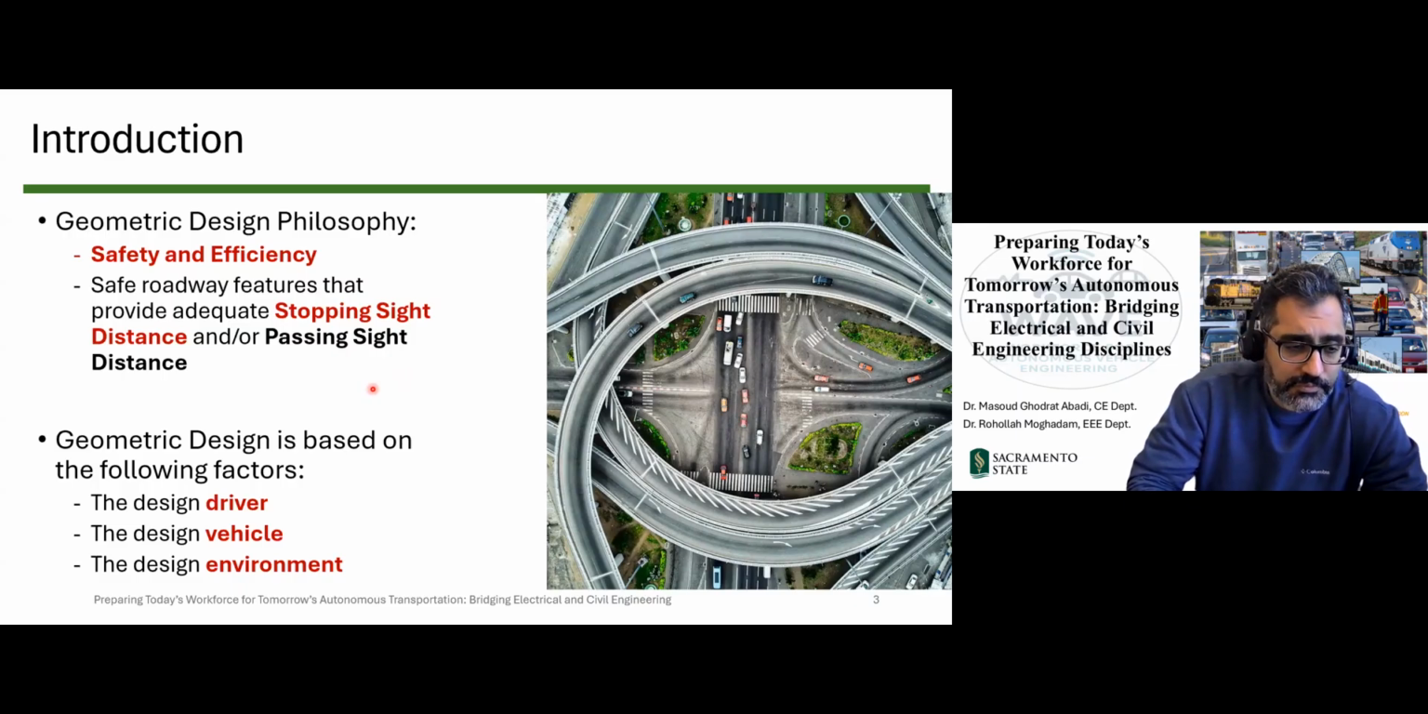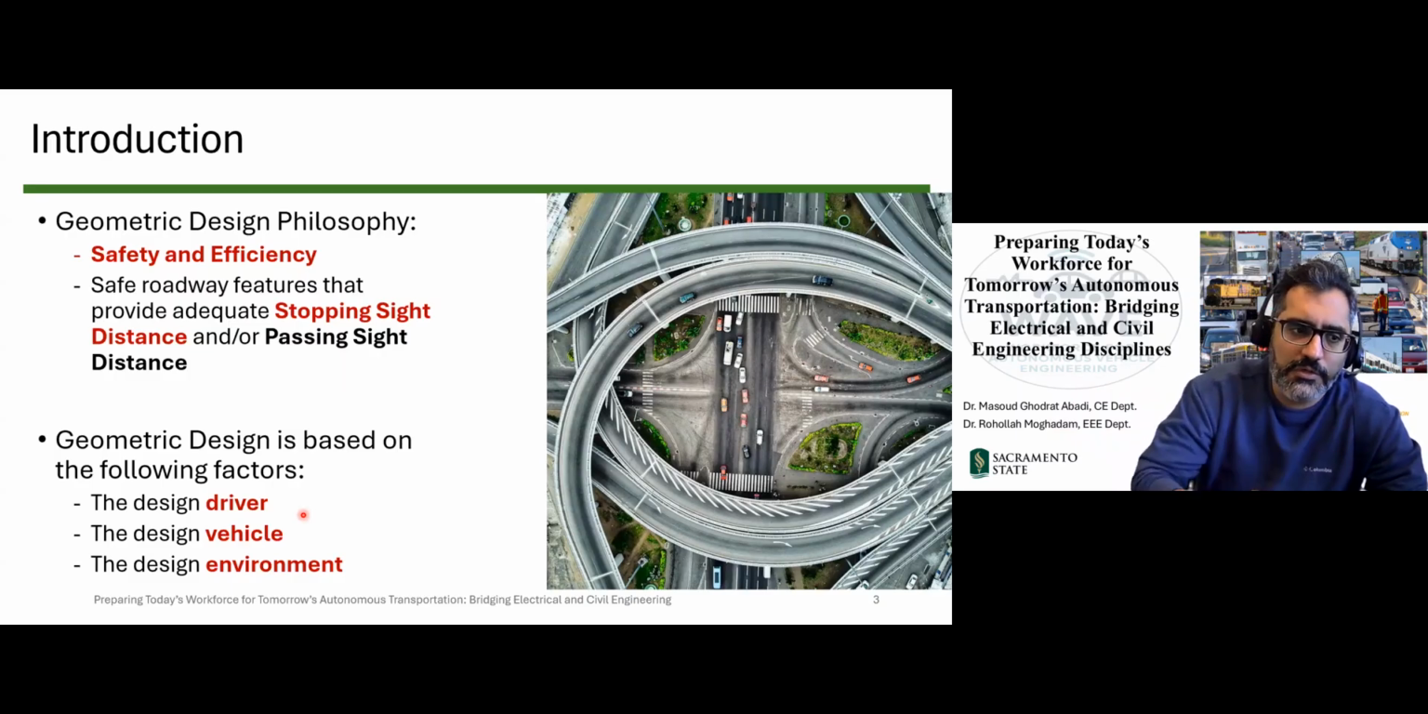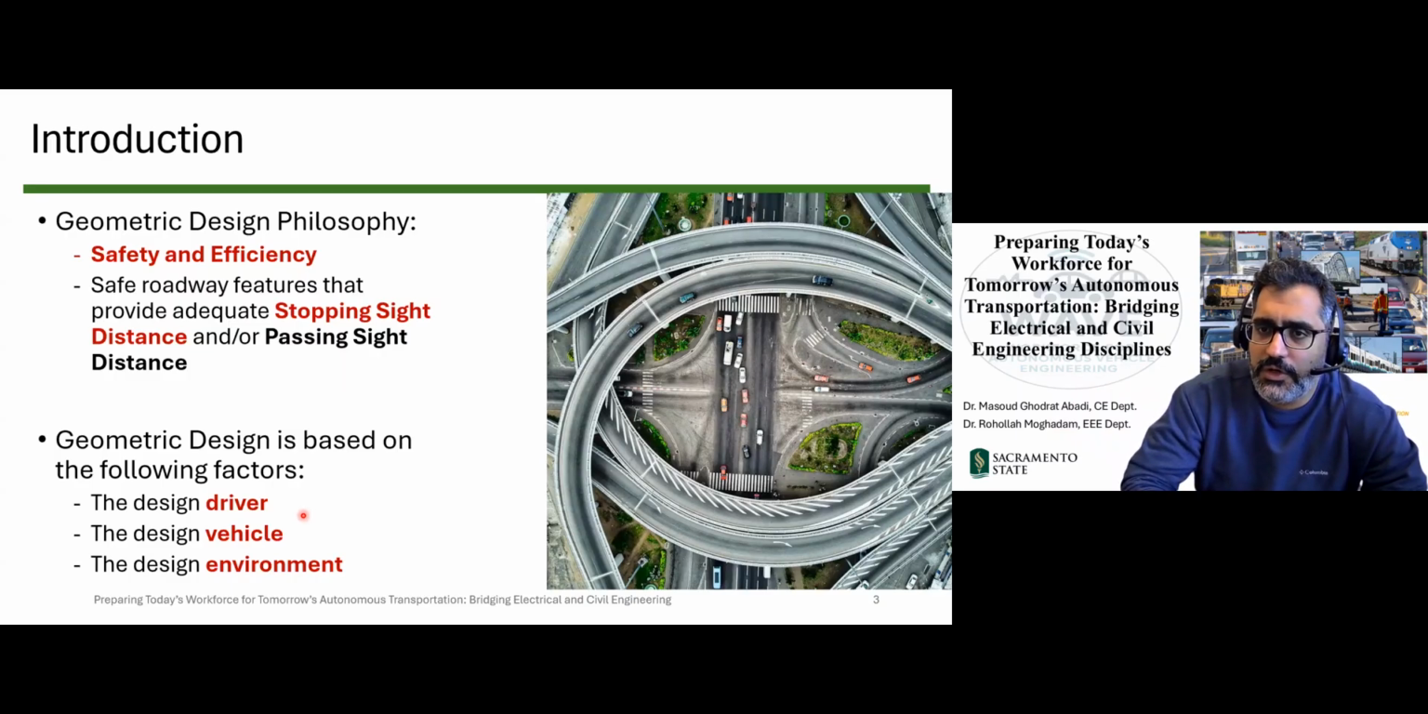Now, it is important to notice that this is going to be a very complicated interaction, and it could be a semester-long topic to just talk about geometric design. Here we are going to focus on very fundamental introductory level design, and we will just pick some examples from each one of these factors that are involved in highway geometric design.